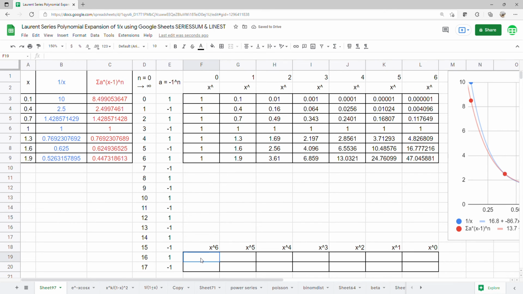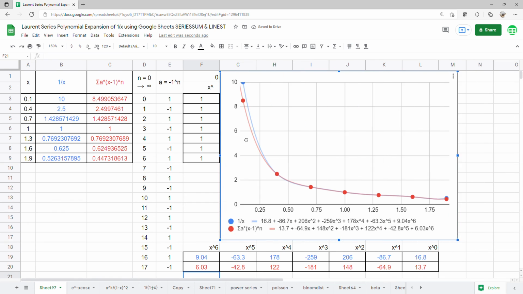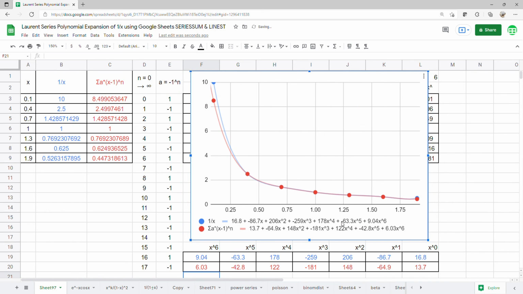Now we can use Linest, data y and data x. Likewise, we can also use for the expansion Linest data y and data x. Now let's compare our polynomial regression coefficients with the chart.